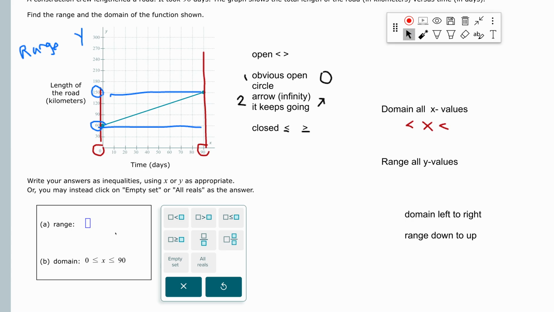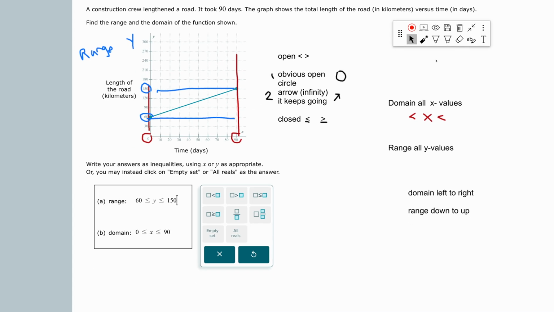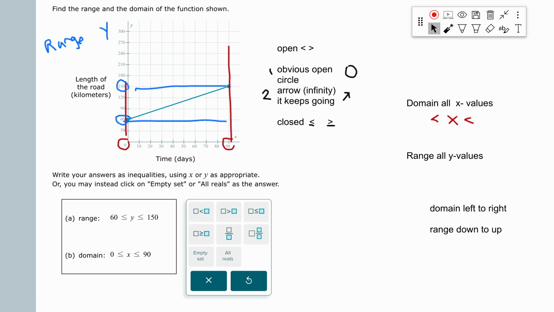All right, so right here, I'm going to click it twice. This time, I'm going to put y in the middle because that's range. And the two numbers going from small to big would be 60 to 150. Notice they're both closed. That's why I left it like that. I'm in room 1243 if this doesn't make sense to you, and I'm going to do another example. Did everybody here in class copy this so I can move to the next one?